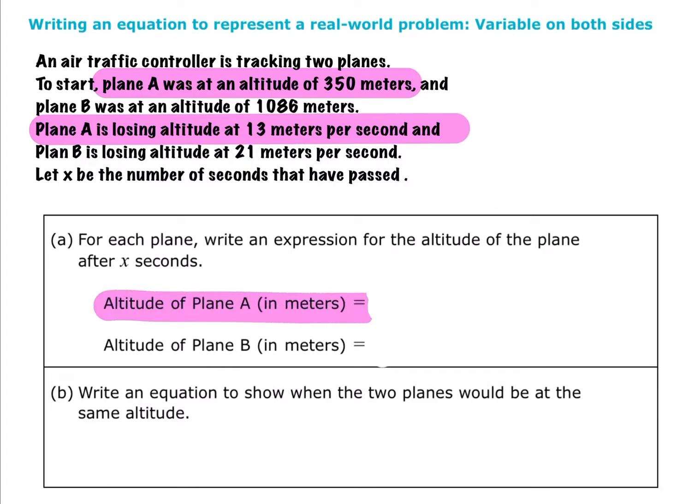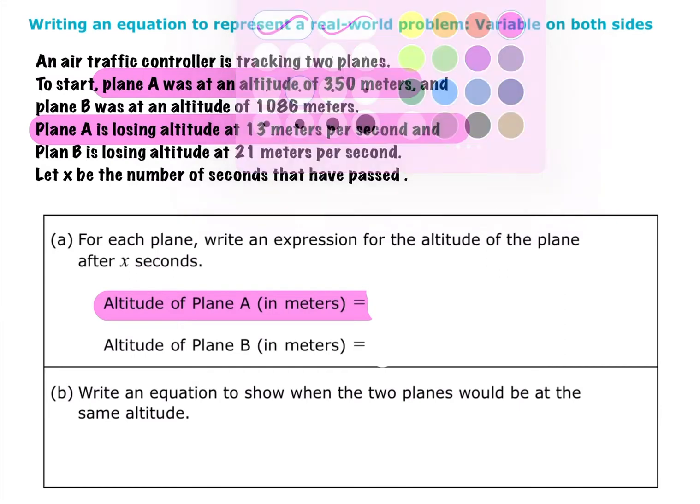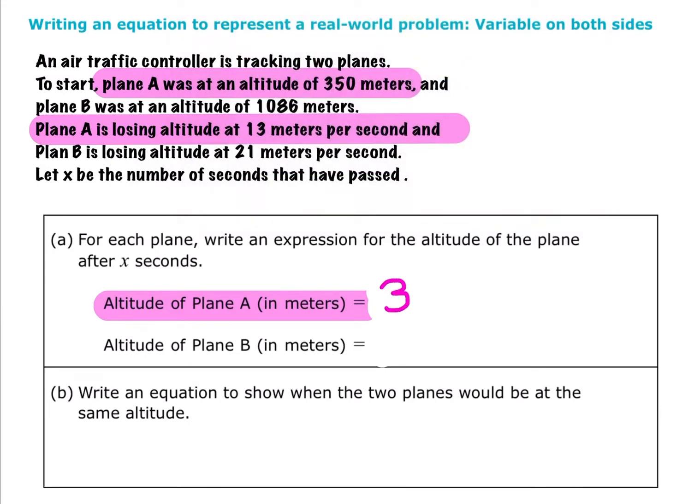So if I want to write an expression for the altitude of plane A, we want to begin with it was at 350 meters. So 350. Since it was losing altitude, we're going to have a subtract. And then the height of that plane is coming down 13 meters every time 1 second passes. So it was up at 350 meters, and then minus 13 meters is its new height.